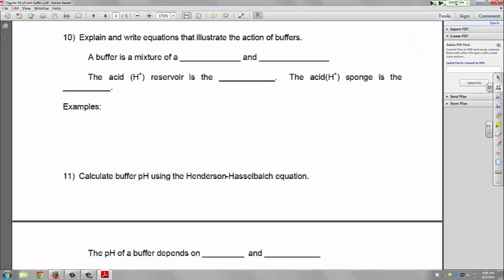All right, explain and write equations that illustrate the action of buffers. A buffer is a mixture of a weak acid and its salt. The salt is really just a source of the conjugate base of that weak acid. The acid reservoir is the weak acid. The hydrogen ion sponge, the thing that's going to soak up those hydrogen ions, is the conjugate base.